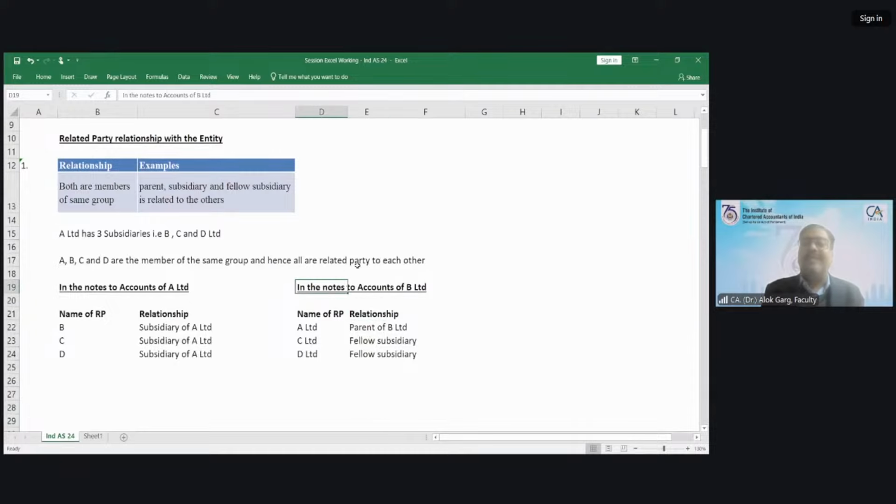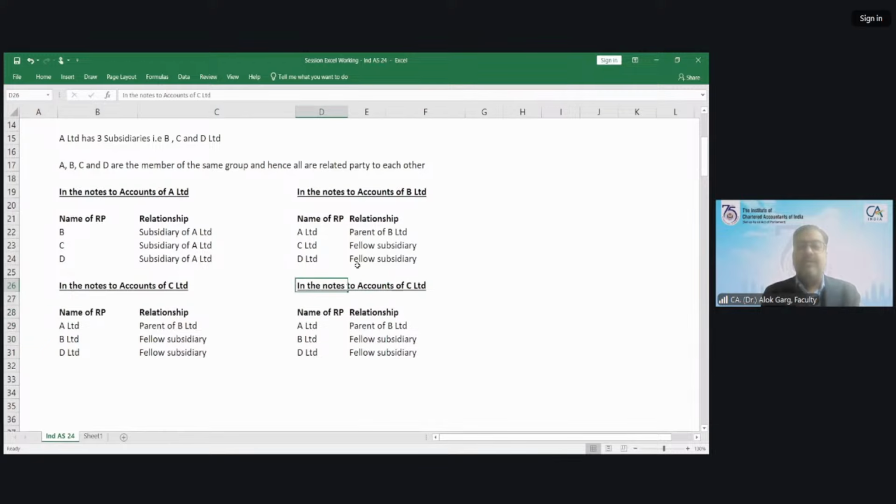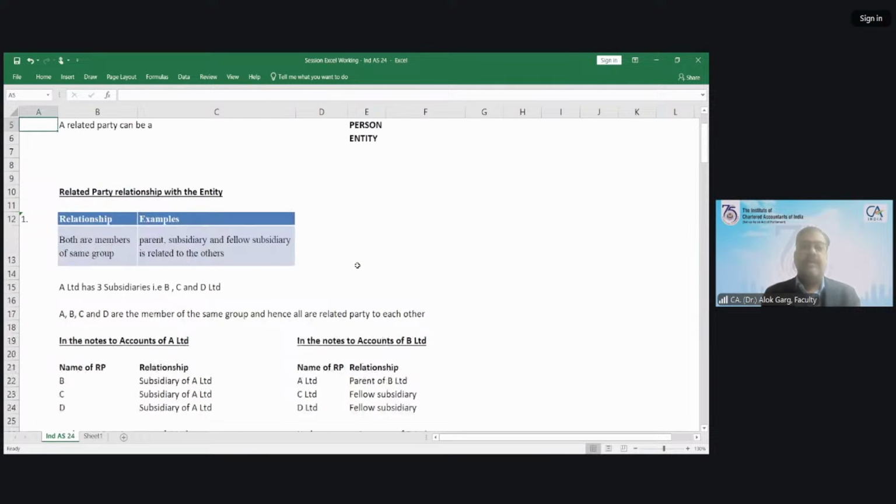What about in the notes of C Limited? If C is the reporting entity, who will be the related party in the notes to accounts of C Limited? A Limited, B and D. What about in the notes to accounts of D Limited? If D is the reporting entity, then A, B and C, right? B and C are fellow subsidiaries. A is parent in all the cases. Clear? Yes, sir. Very much clear, sir.